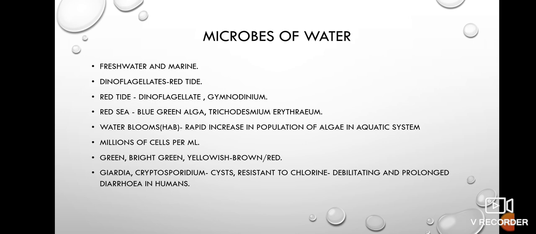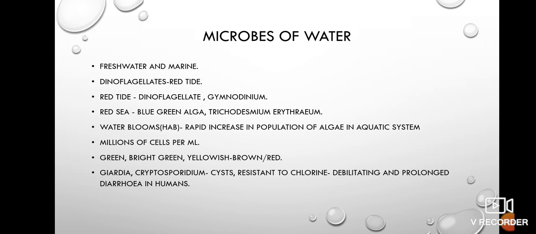Water blooms. What are water blooms? Water bloom is a rapid increase in the population of algae in aquatic system. This occurs in freshwater as well as marine environments. Typically, one or few phytoplankton species, that is the floating plants, floating algae especially, are involved and some blooms may be recognized by discoloration of water.